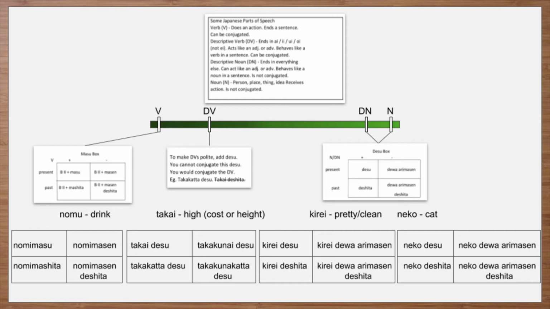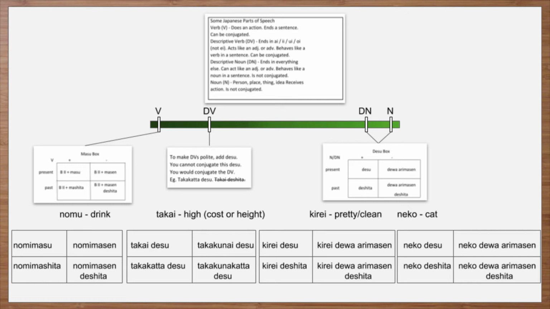Descriptive nouns and nouns share a box again, the desu box. Remember, you can't conjugate the words themselves, you just conjugate the desu according to the box. Kirei desu, it is pretty. Kirei de wa arimasen, it is not pretty. Kirei deshita, it was pretty. And kirei de wa arimasen deshita, it was not pretty.